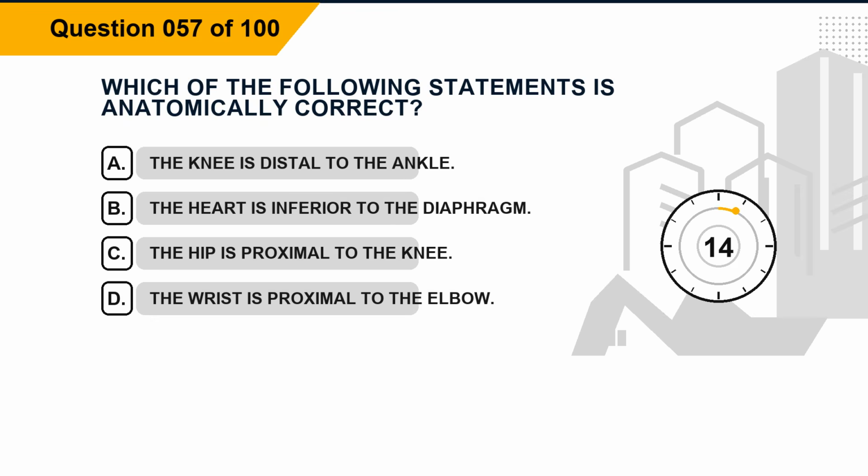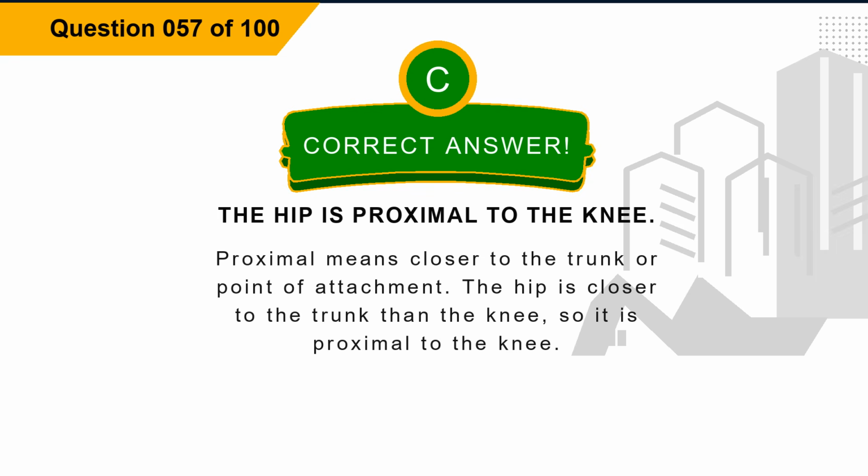Question 57. Which of the following statements is anatomically correct? Option A, the knee is distal to the ankle. Option B, the heart is inferior to the diaphragm. Option C, the hip is proximal to the knee. Option D, the wrist is proximal to the elbow. The correct answer is option C, the hip is proximal to the knee. Explanation. Proximal means closer to the trunk or point of attachment. The hip is closer to the trunk than the knee, so it is proximal to the knee.